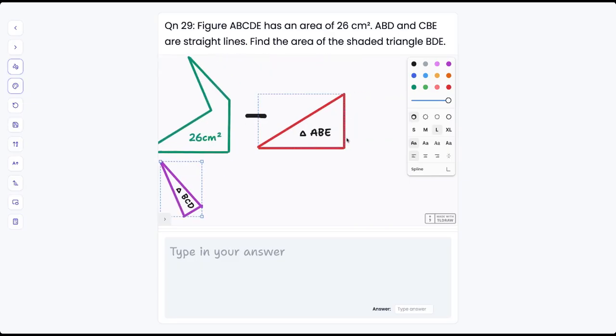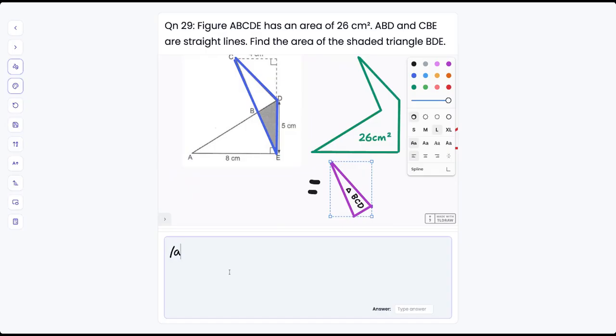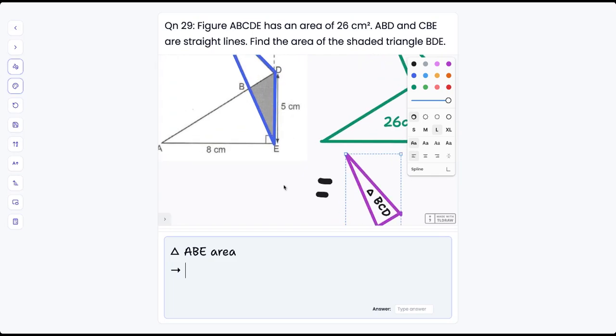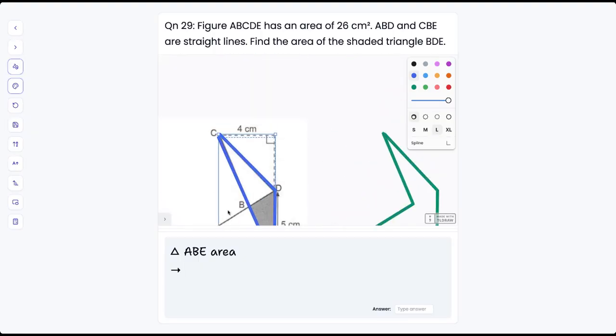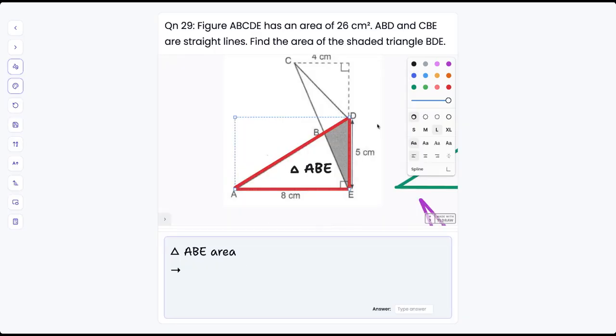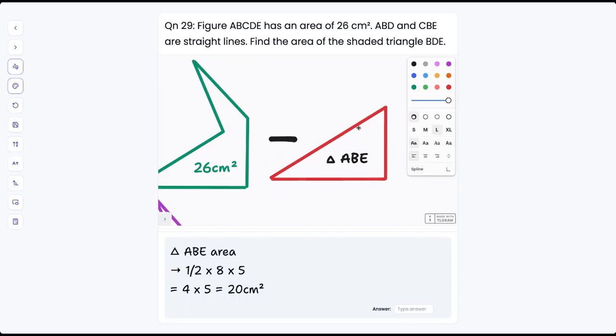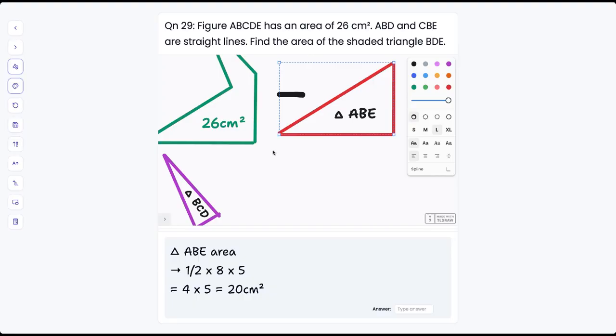All right, now let's do it step by step. First thing is we need to get triangle ABE. So the triangle ABE area is equal to half times 8, which is the base, times 5. This gives us 4 times 5, 20 centimeters square. So this is the ABE area.